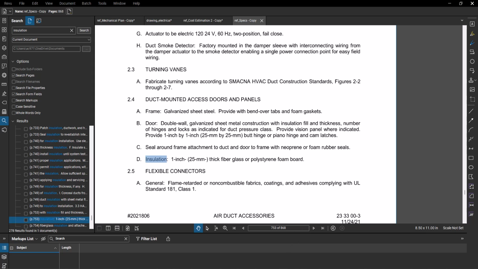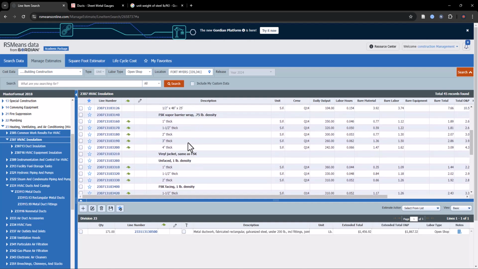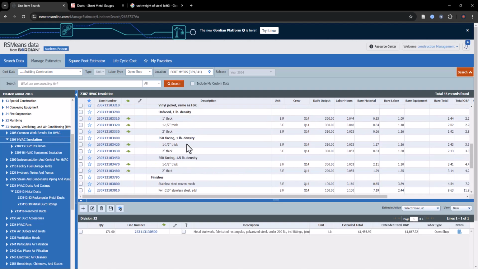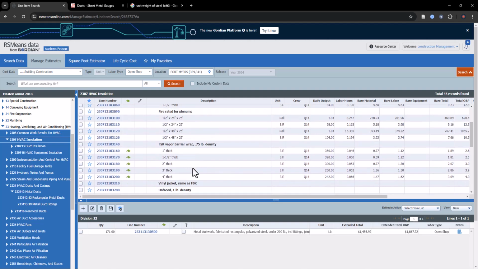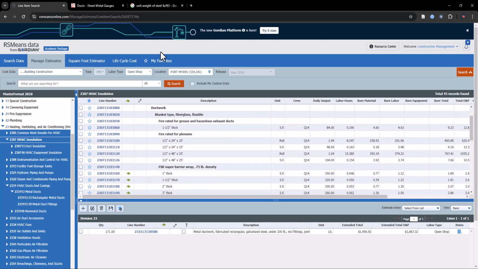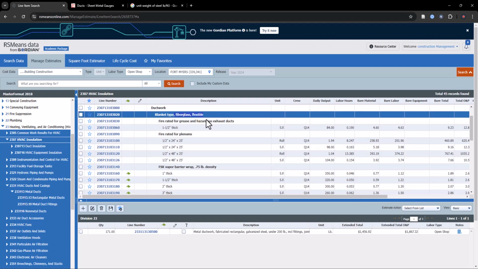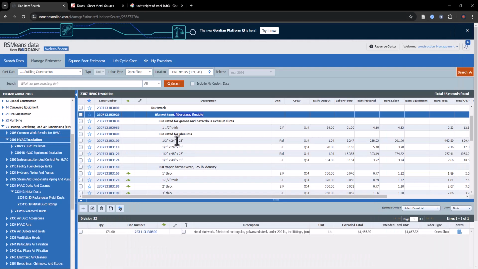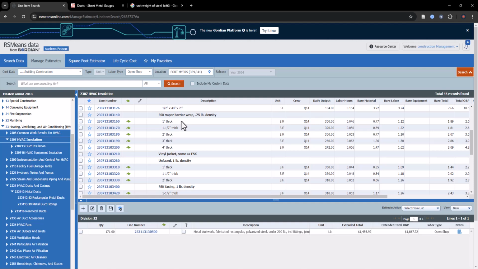So what you can do, you go here and let's see if we have fiberglass. Oh, we have fiberglass over here. You see that fiberglass flexible, and the one in the spec is around 1 inch. So we can pick 1 inch thick over here. Since it doesn't say anything about density, I'm gonna pick just the default one.